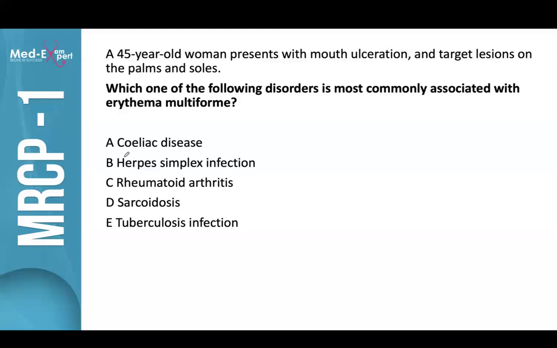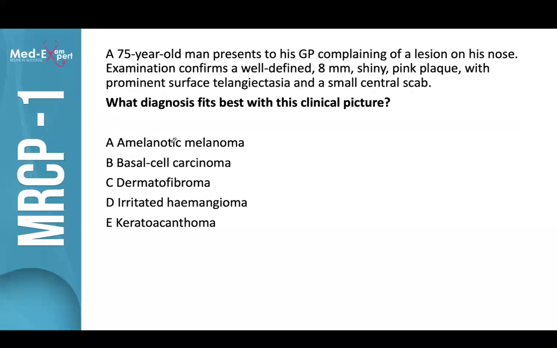Next question. A 45-year-old woman presents with mouth ulceration and target lesions. So erythema multiforme is diagnosed. This is associated with which of the following? A, B, C, D. This is a know it or know it not question. If you know it, you will answer. If you don't know it, you cannot answer the question. Erythema multiforme is also associated with mycoplasma pneumonia. It's also associated with your herpes simplex infection. It's not associated with any of the other infections.